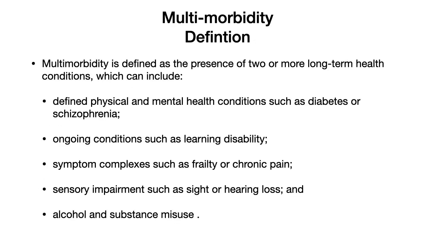Multimorbidity is defined as the presence of 2 or more long-term health conditions, which can include defined physical and mental conditions such as diabetes and schizophrenia, ongoing conditions such as learning disability, symptom complexes such as frailty and chronic pain, sensory impairment such as sight or hearing loss, and alcohol and substance misuse.